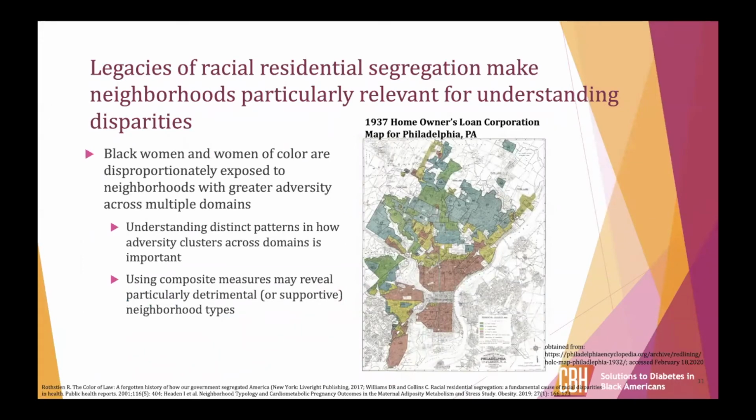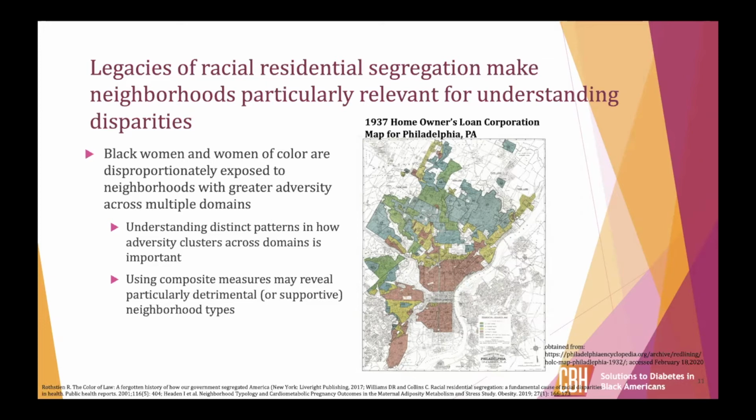Additionally, legacies of racial residential segregation make neighborhoods particularly relevant for understanding disparities. So, here on the right, we can see a map of the Homeowners Loan Corporation. Basically, it was a map delineating all of the neighborhood areas that would be beneficial or robust areas for the Federal Housing Administration in the 1930s to invest in terms of backing mortgages and housing for residents. The green areas were designated as areas of beneficial investment, so the federal government was more likely to get their money back, have the mortgages paid back, in those areas as well as in the blue areas, while the red and the yellow areas were deemed detrimental for investment, areas in which the federal government should not invest because they were less likely to get their money back from mortgage loans within those areas.